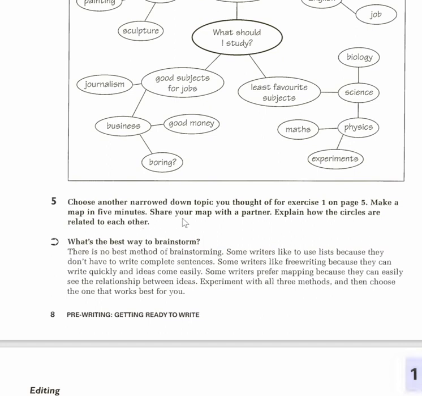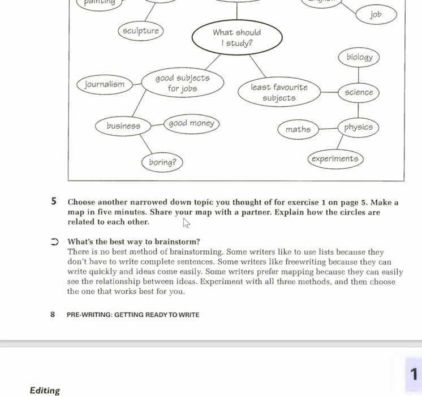Exercises are also given to practice brainstorming through mapping. Choose another narrowed down topic you thought of for exercise 1. Again, the topics are about friends, cars, festivals. Make a map in 5 minutes. See, the focus is on the timing, which is 5 minutes. Share your map with a partner. Explain how the circles are related to each other.